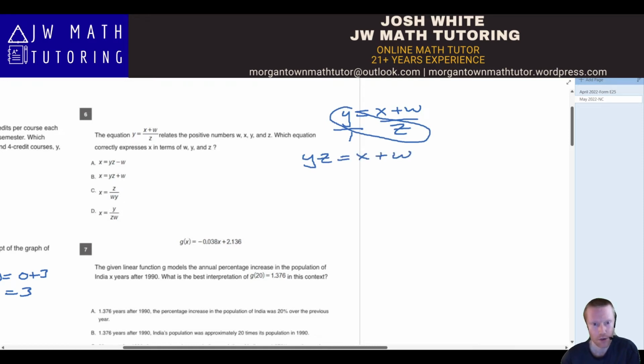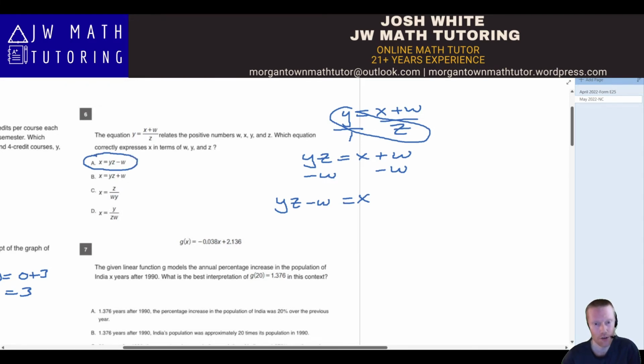And then notice we only have one more step to do. We just have to subtract w on both sides. And x is just equal to yz minus w. So for this problem, the correct answer is going to be letter A.